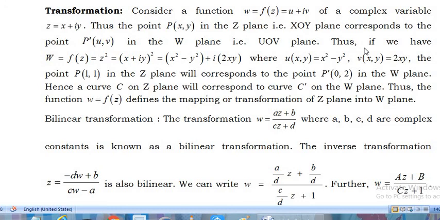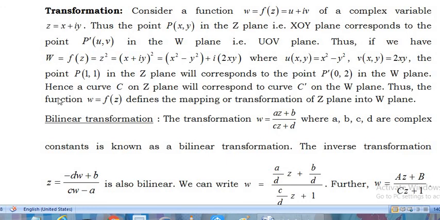Thus, if we have w equal to f of z equal to z square equal to (x plus iy) whole square, we have already seen the real part u is x square minus y square and the imaginary part v is 2xy. The point P, x equal to 1, y equal to 1 in the z plane will correspond to another point P dash, u equal to 1 square minus 1 square, that is 0, and v is equal to 2 into 1 into 1, that is 2, in the w plane.